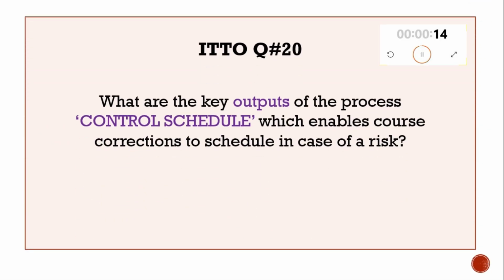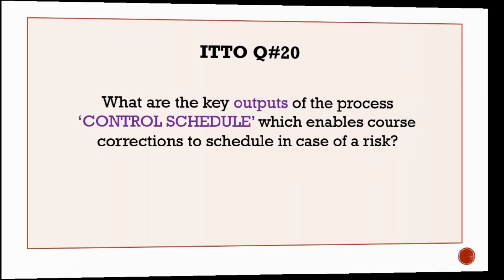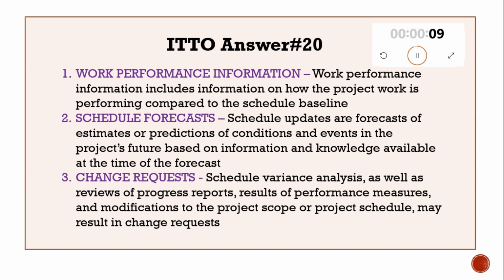ITTO question number 20. What are the key outputs of the process control schedule which enables course corrections to schedule in case of a risk? Answer to question number 20. Work performance information, schedule forecast, and change request. Check the slide for brief description against each one of them.